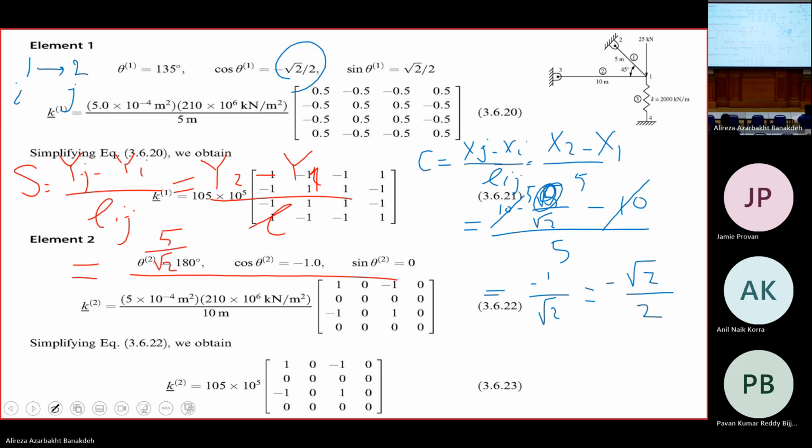Who said 0? Were you? Y2 is not 0, please. All right? Minus y1, 0. You're right, but this time. L, what is L? 5 meters. It will be 1 over square root of 2, which is obviously equal to this one, which is this here. Right?